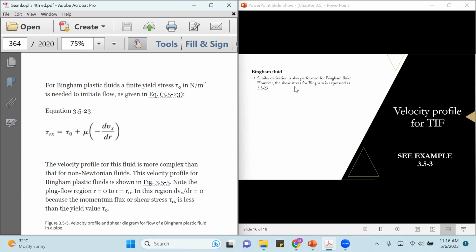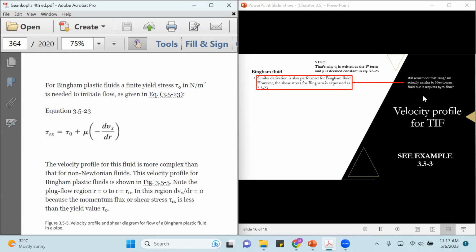However, the shear stress for Bingham is expressed as this. If previously tau rx equals mu times minus dvx per dr, for Bingham fluid I will add tau 0, because for Bingham plastic fluid to flow, it requires this tau 0, this initial shear stress.